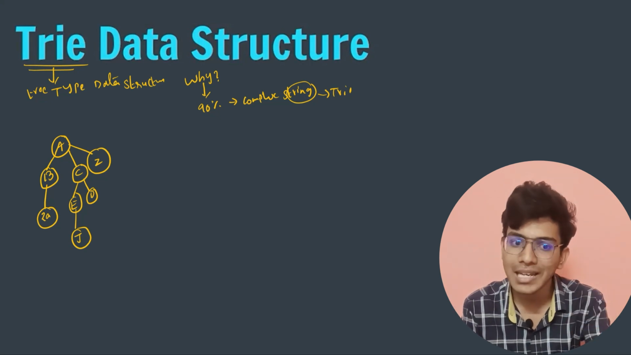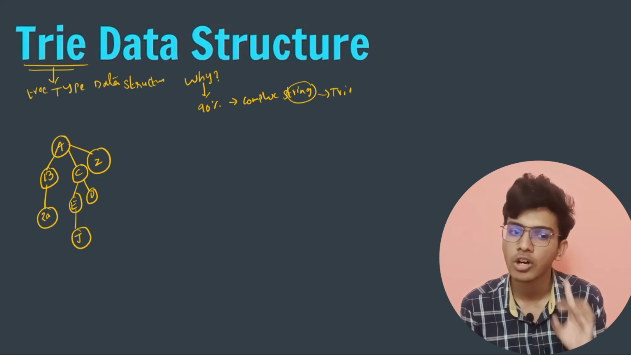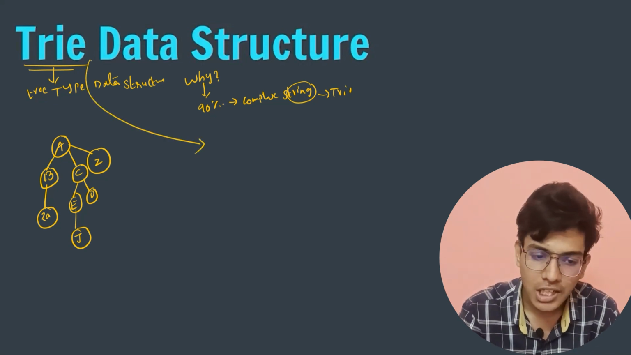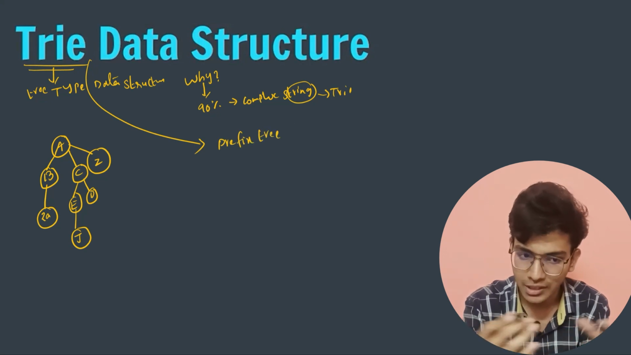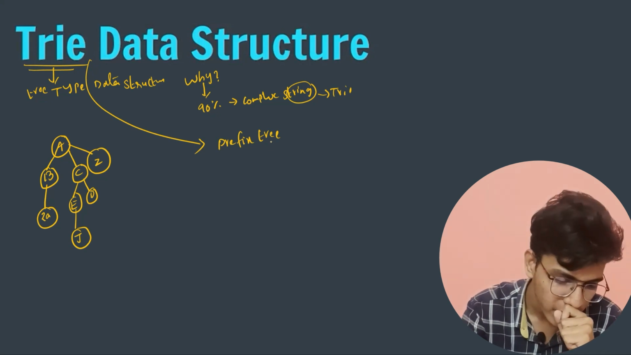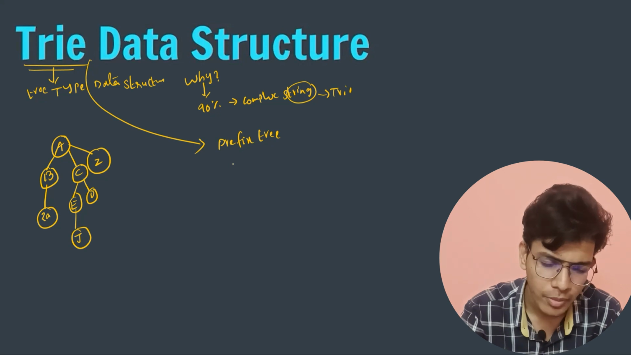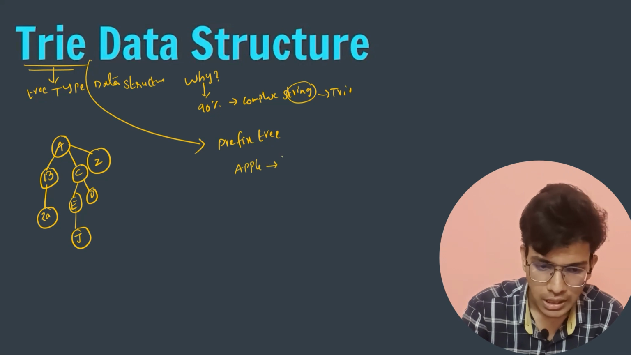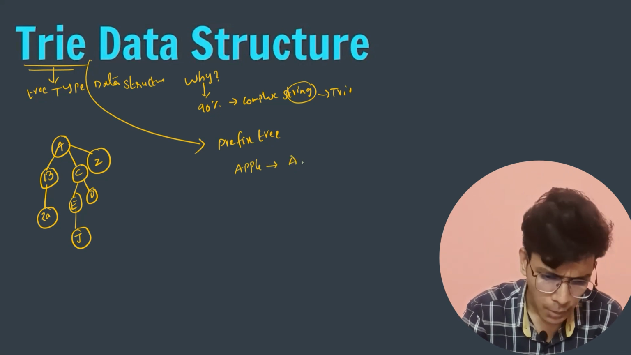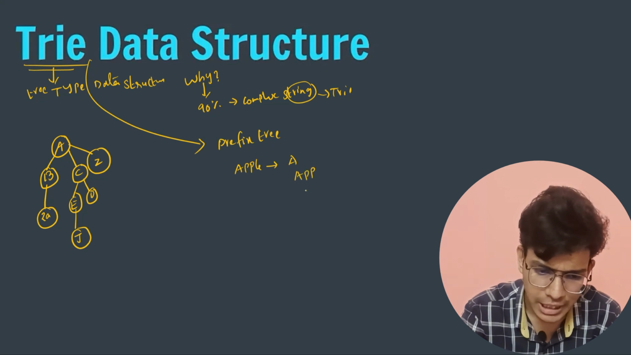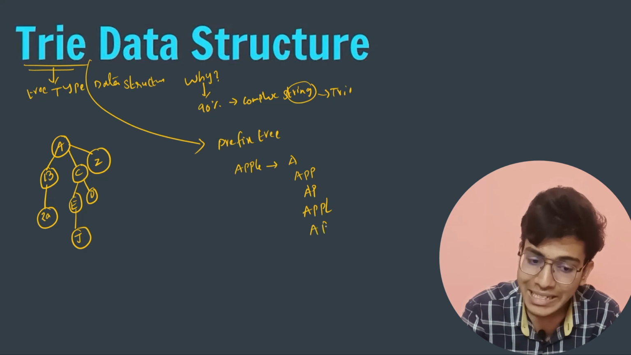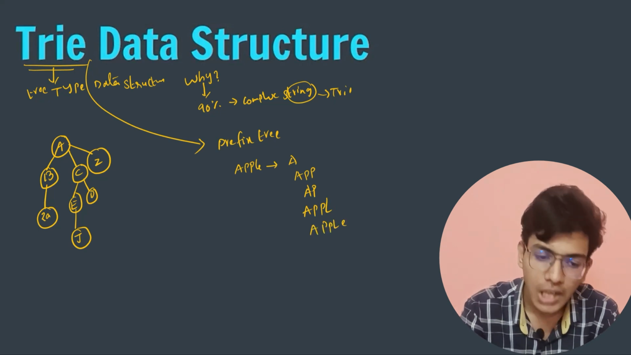This is one of the main reasons why we have introduced the new concept, and we call the trie data structure a prefix tree. Now what is a prefix? If you recall from the English language, let's say I'm taking the word apple. In this, a is a prefix, after it ap is a prefix, after it app is a prefix, after it appl is a prefix, and after it the whole word apple becomes a prefix. So these are the prefixes.